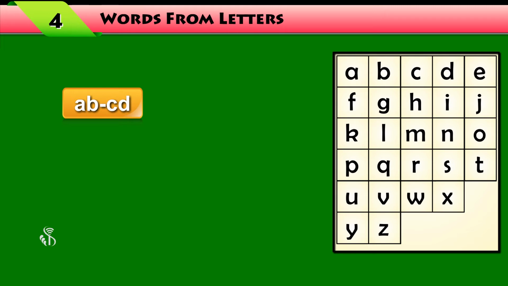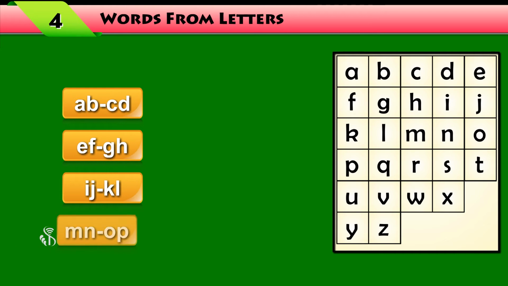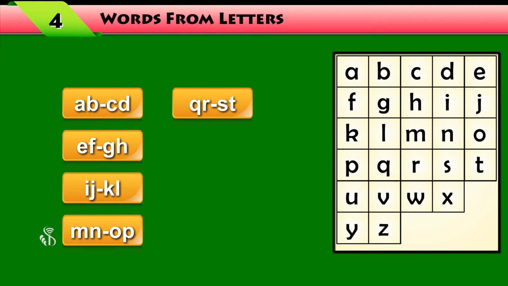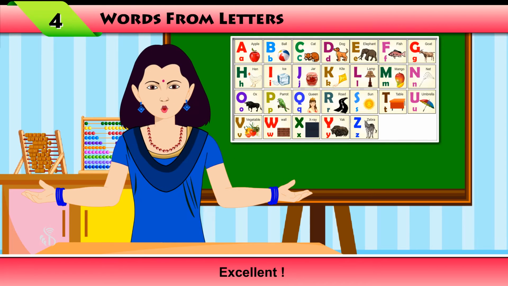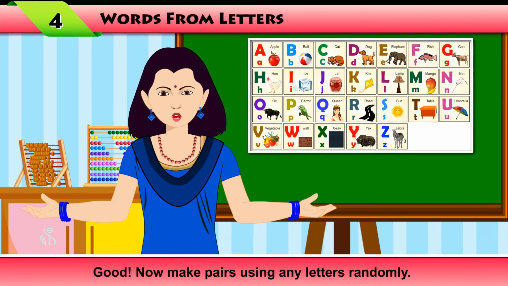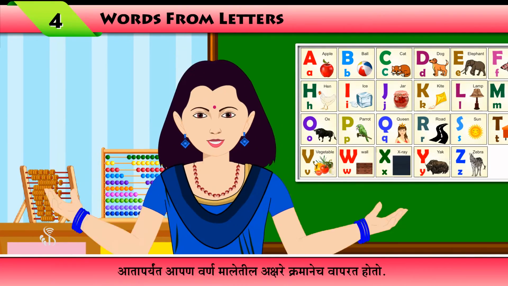A, B, C, D, E, F, G, H, I, J, K, L, M, N, O, P, Q, R, S, T, U, V, W, X, Y, Z. Excellent. Good. Now make pairs using any letters randomly.